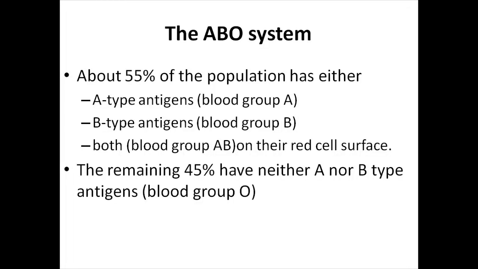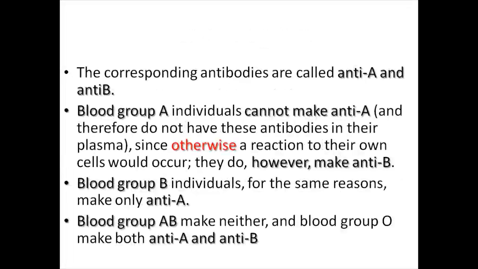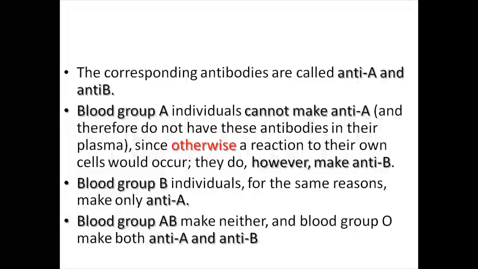There's a nickname known as blood group zero antigen, having no surface antigens on the surface of the red blood cells. So the corresponding antibodies are called anti-A and anti-B. A blood group A individual cannot make anti-A, and therefore does not have these antibodies in their plasma.